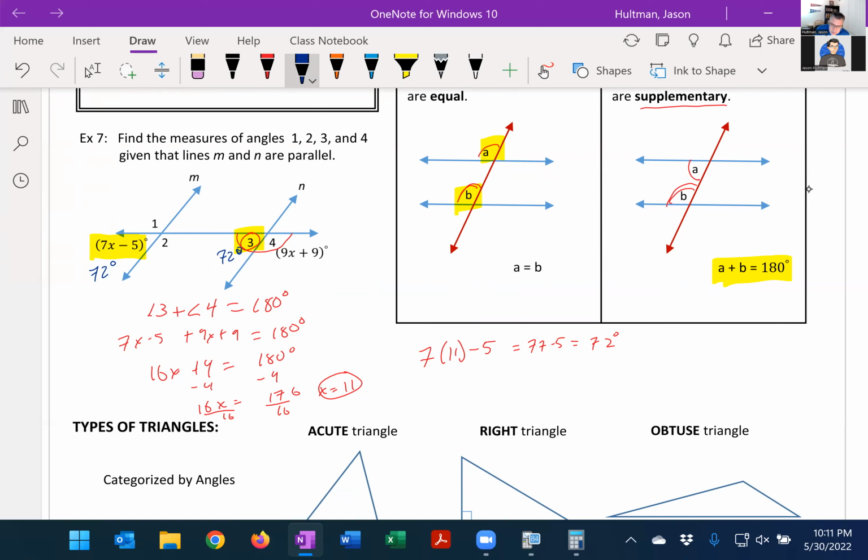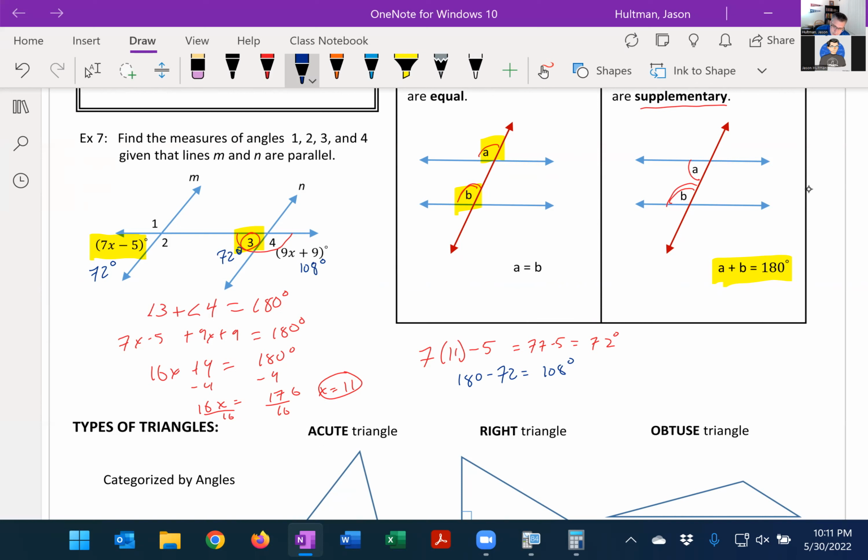Okay, if angle 3 and 4 are supplementary, that means that they have to add up to 180. So what's 180 minus 72? That's 108. Okay, so I know that angle 4 had to be 108 degrees.